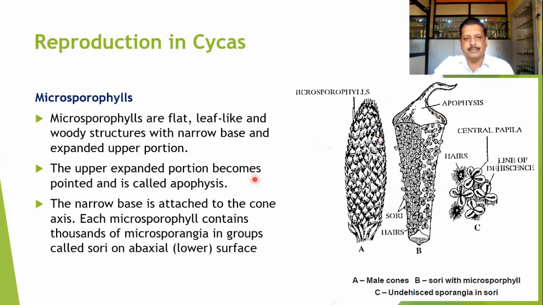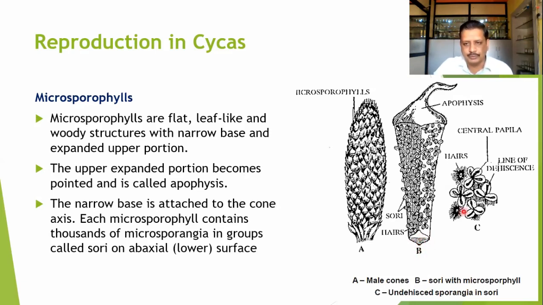The upper expanded portion becomes pointed at the end, and it is called the apophysis. Here a cap-like structure is there; you can call it an apophysis. The narrow base is attached to the cone axis. This portion is nothing but the point of connection, and it is attached to the axis.